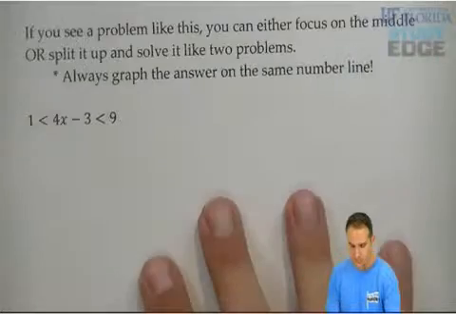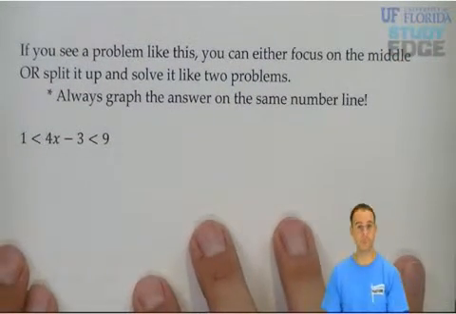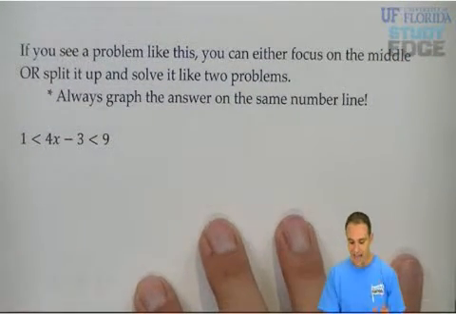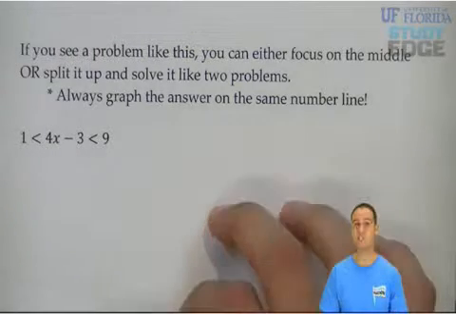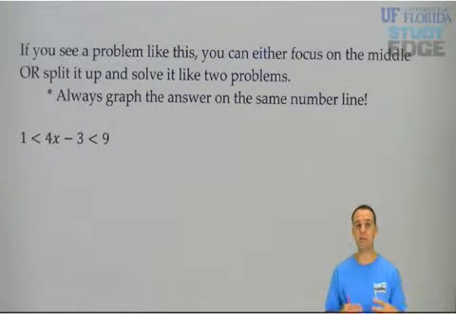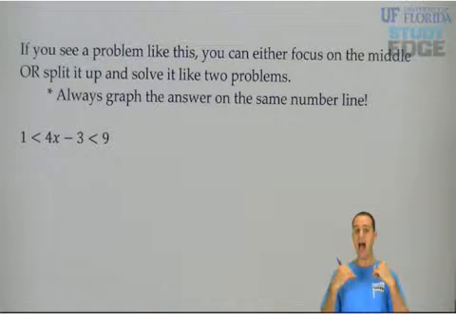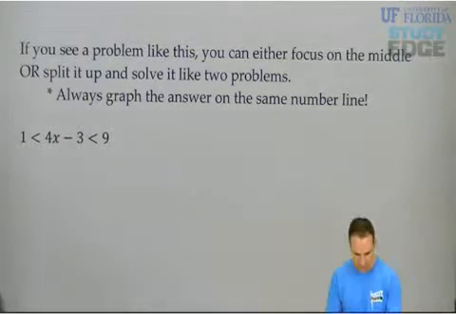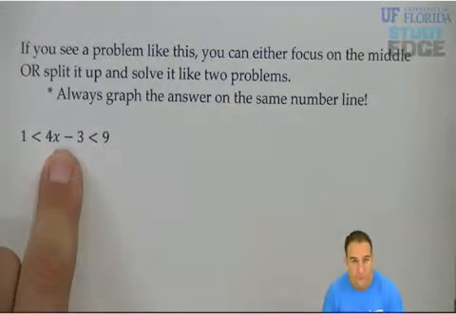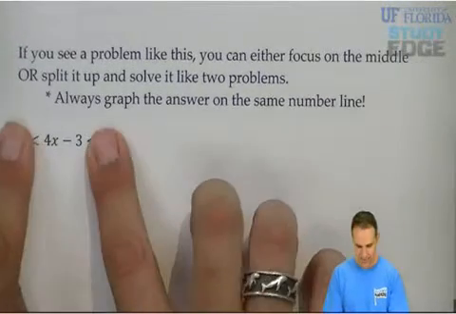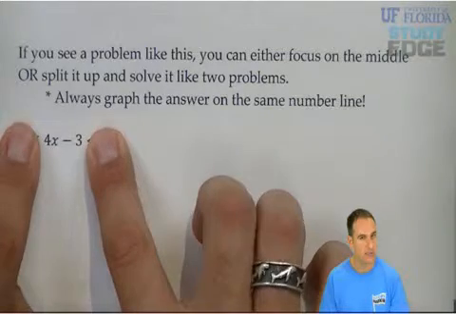Then, if you see a problem like this, which is a 3-part inequality, you can either focus on the middle or split it up and solve each problem separately. But the answer will be on the same number line. I like to go ahead and keep it together and look at the middle. If 4x minus 3 equaled anything, how would I start solving this?